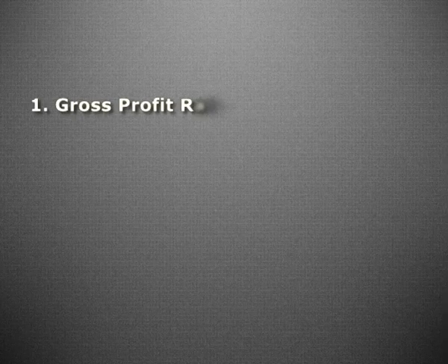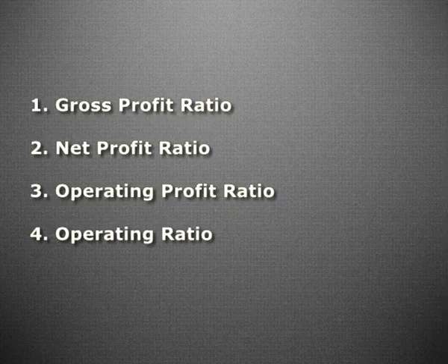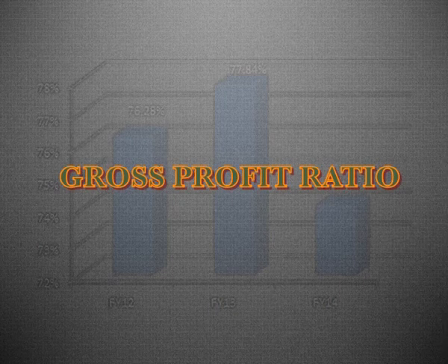First, gross profit ratio. Second, net profit ratio. Third, operating profit ratio. Fourth, operating ratio. Let's discuss them one by one. First, gross profit ratio. Gross profit is defined as the profit before the recovery of operating expenses.